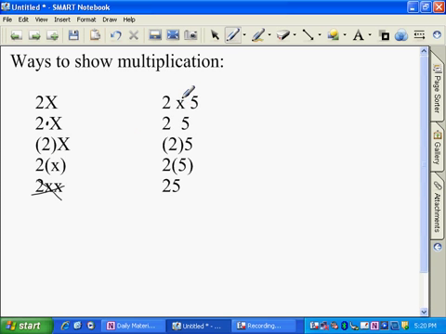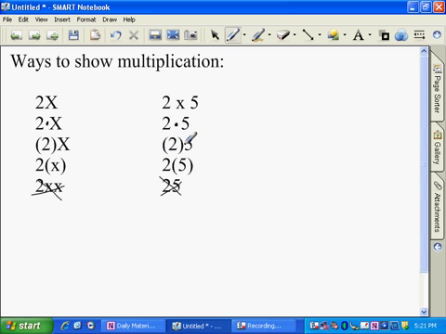Now with numbers, you can still use the x to show multiplication, or you can use the dot, so you can say 2 times 5 this way. You can put parentheses around each of the numbers to show multiplication, but you don't ever want to just put the numbers right next to each other. Even though you can do that with variables, you can't do that with numbers because then it looks like 25.